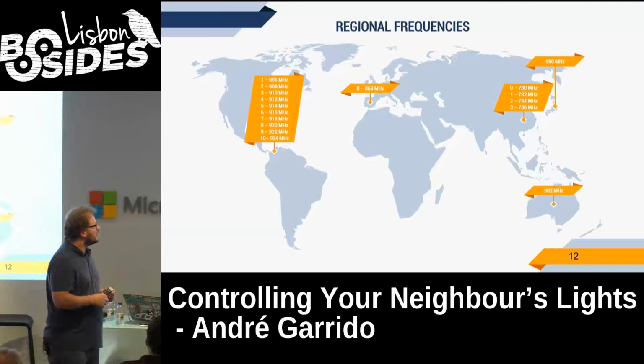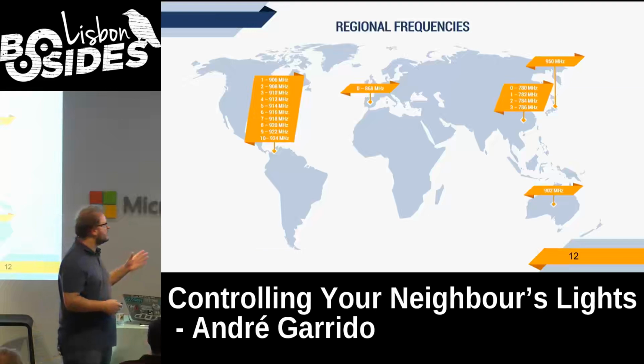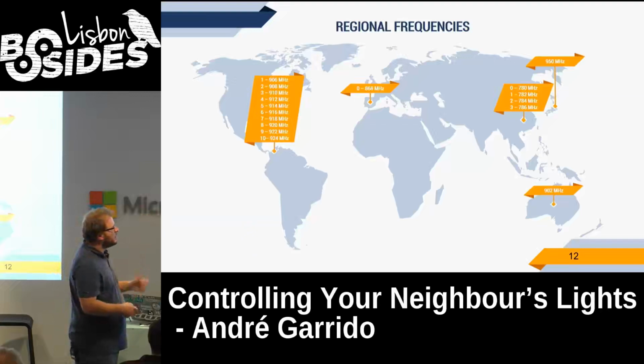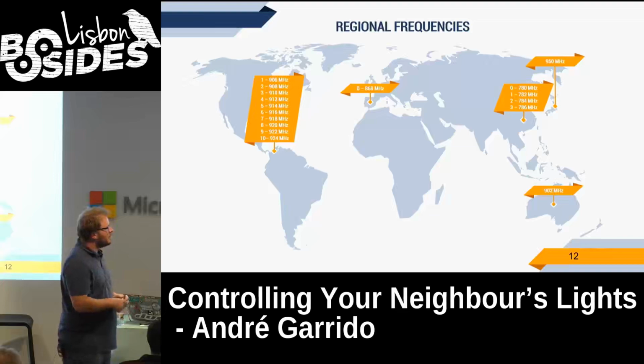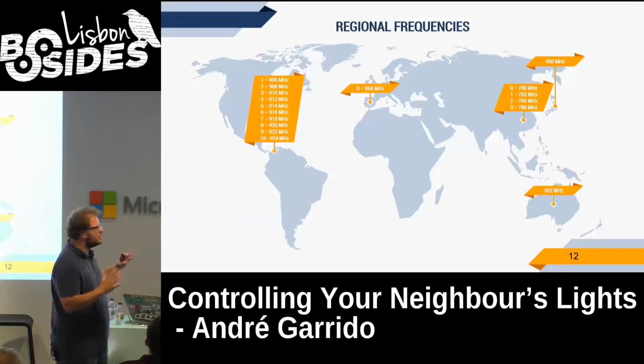The other thing is that ZigBee, and this could be a problem for me during the work, is that it works in regional frequencies. For example, in the United States, in North and South America, there are 10 different channels for ZigBee. Strangely, in Europe, there is only one, the channel 0. In China, there are 4, and in Japan and Australia, there is 1. There are others, but these are the most important.